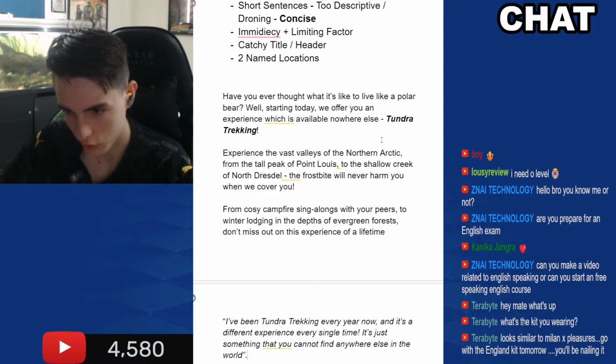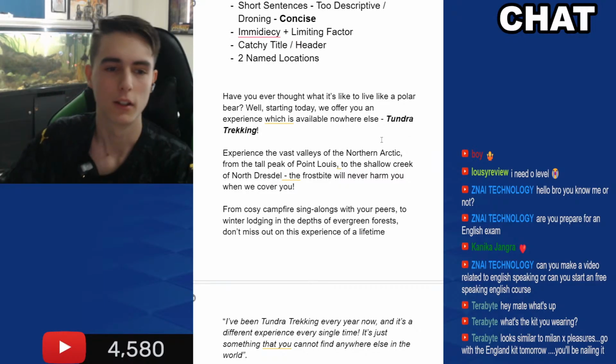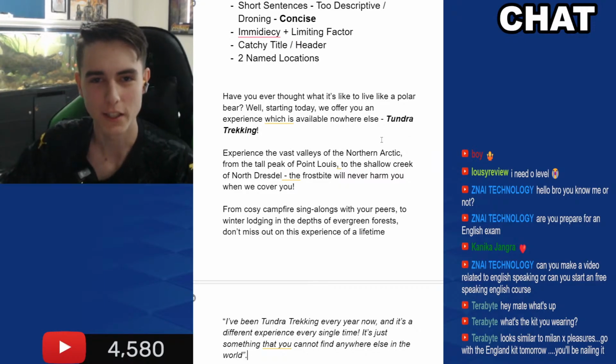Looks similar to Milan explosives. Go with the England kit tomorrow. You'll be nailing it. Okay, yeah. I'll go with the England kit to the English exam. That's exactly what's the play there.